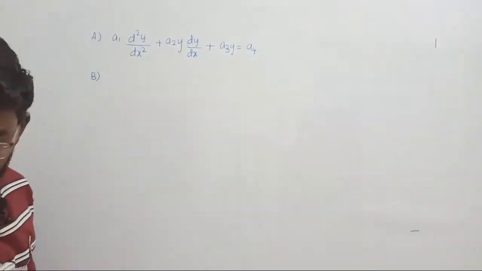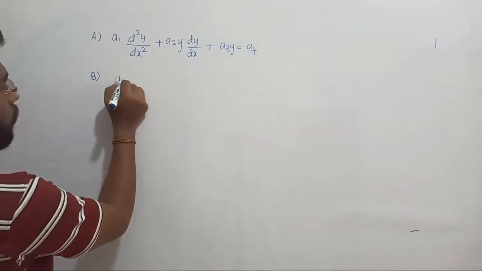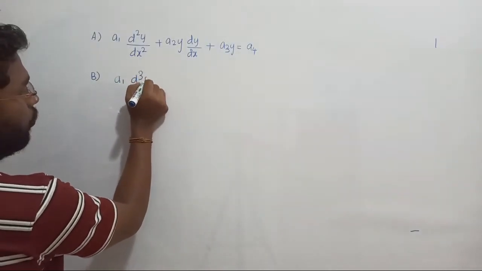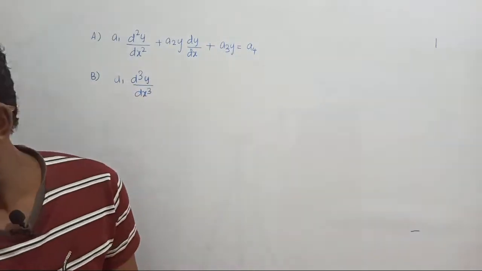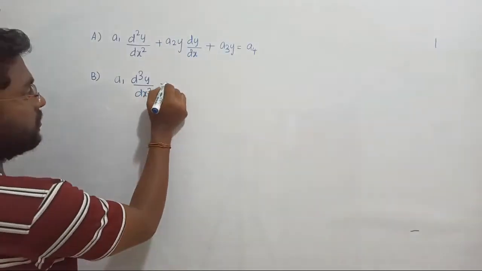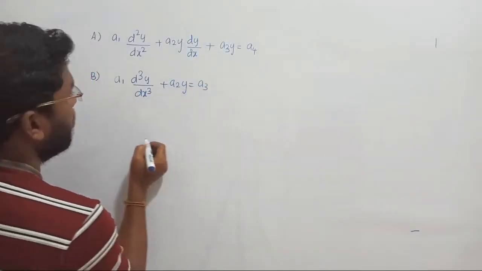Okay, fine. Second equation is given as a1 into d cube y upon dx cube, and plus it is given as a2y equal to a3. That is the second equation.